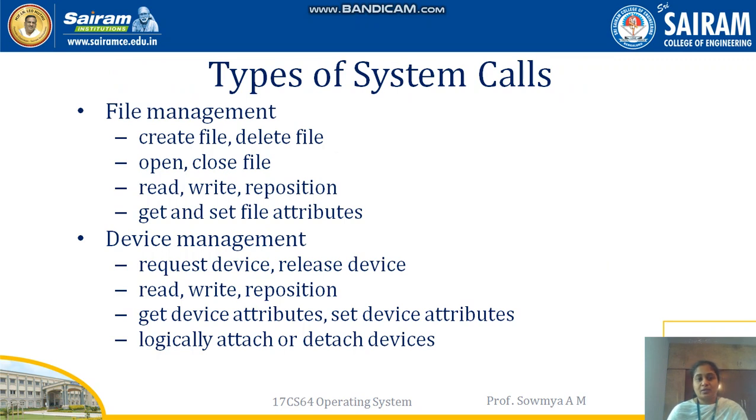Next is types of system calls. Based on the types of activities the user is executing, system calls are also segregated. First is file management. For file management, we have different system calls for maintenance of files, like creating a file, deleting a file, open, close, read, write, repositioning, and get and set file attributes. Next is device management, like requesting a device, releasing the device, read, write, repositioning, and getting and setting device attributes.